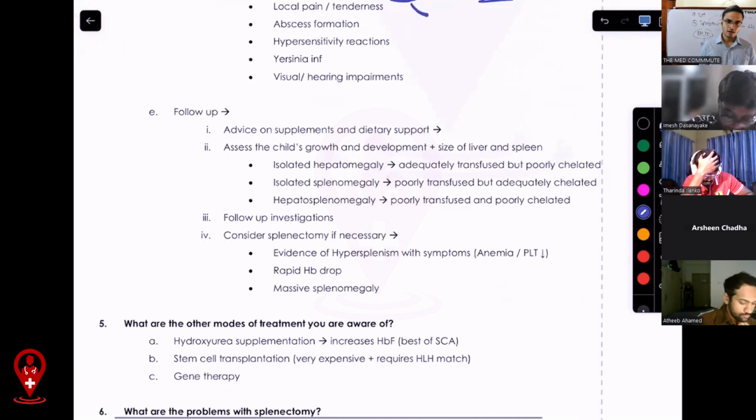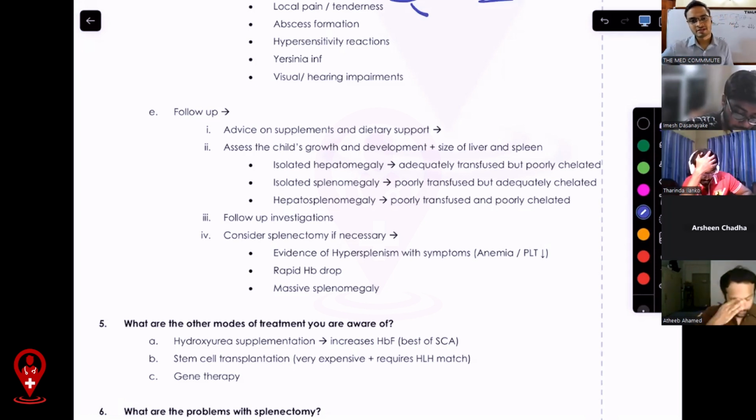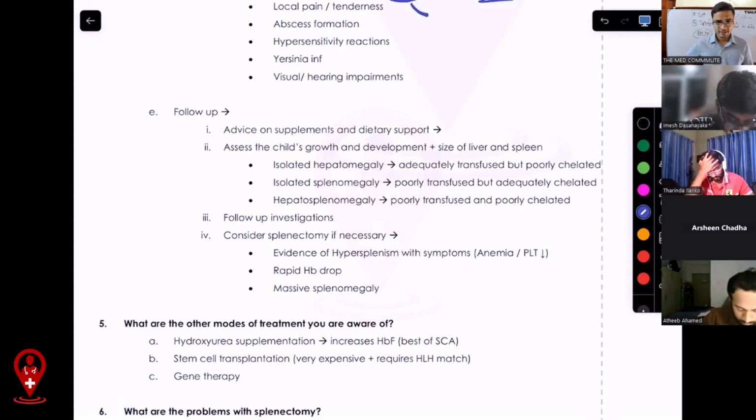Then, follow up. What are we going to do in the follow-up, guys? What are you going to look for in the follow-up? One thing, yes, the advice on the supplements and the diet, the folic acid and how to modify the diet. We've talked about this. Assess the child's growth and development and the size of the liver and the spleen. We've talked about that also. So we've talked about this adequately transfused but poorly chelated. You all understand all of this now, right?